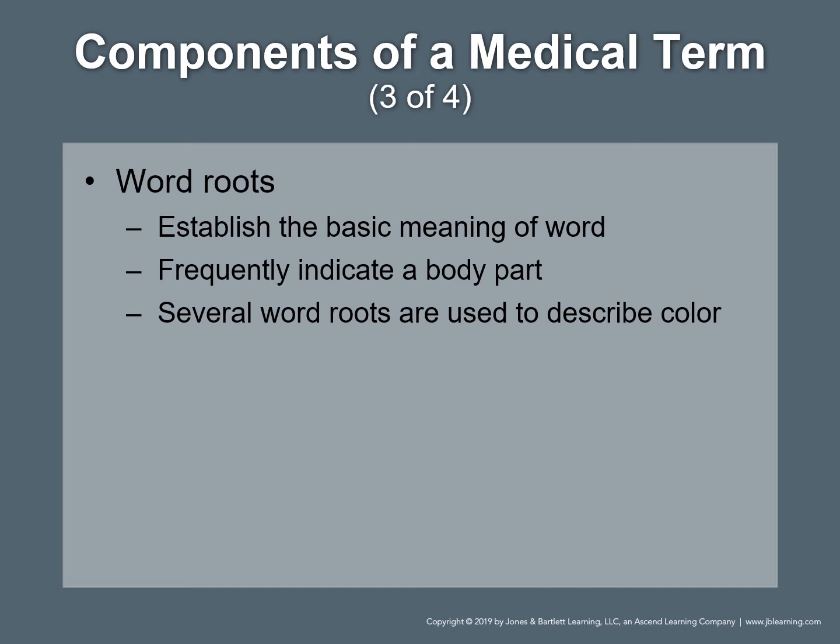Cyano would be blue. Leuco is white. Erythro is red. Cirrho, like cirrhosis, would be yellow or orange. Melano would be black. Polio is gray. Alb is white, like albino. And chloro is green. Those I would definitely know.